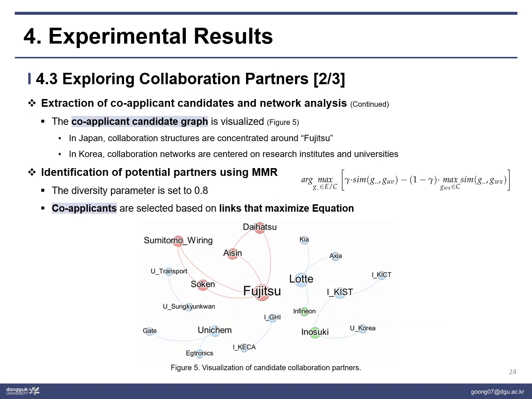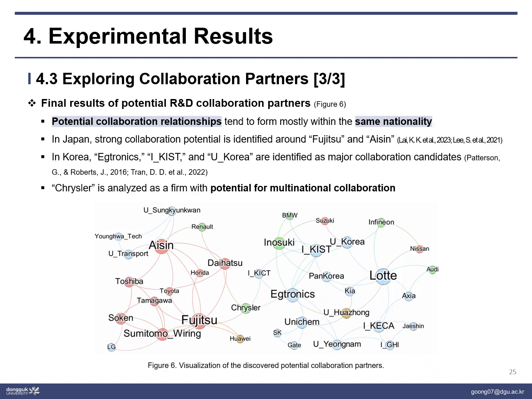In Japan, the collaboration structure tends to be centered around Fujitsu, while in South Korea, a collaboration network structure centered on research institutes and universities is observed. Most potential collaboration relationships tend to be formed within the same nationality. However, there are also cases of companies that show the possibility of multinational collaboration.